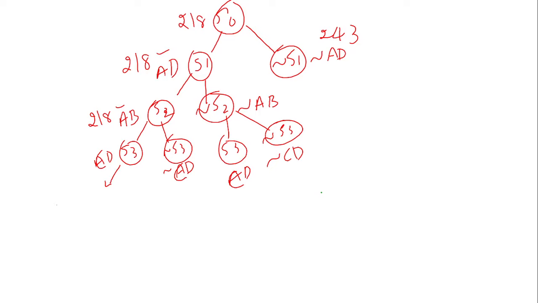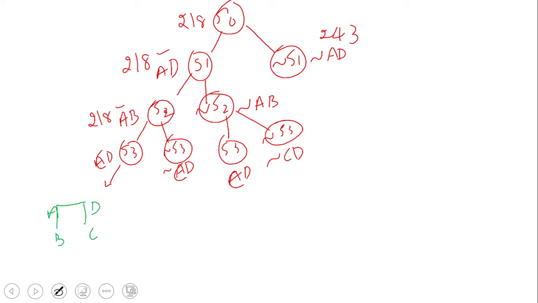Say for this one, A to D, there is a connection. Next, A to B is there. Connection. Next, C to D is there.